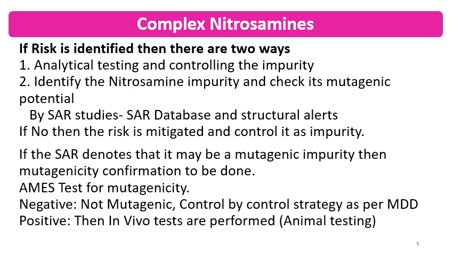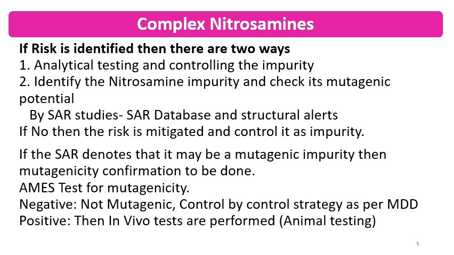So structure activity relationship studies are there, and the databases are available for performing these studies, and these alerts are given based on the structure of the impurity. So if the structure contains functional groups or bonds or some features which are prone to mutagenicity, based on that structure activity relationship database, the structural alerts can be taken.